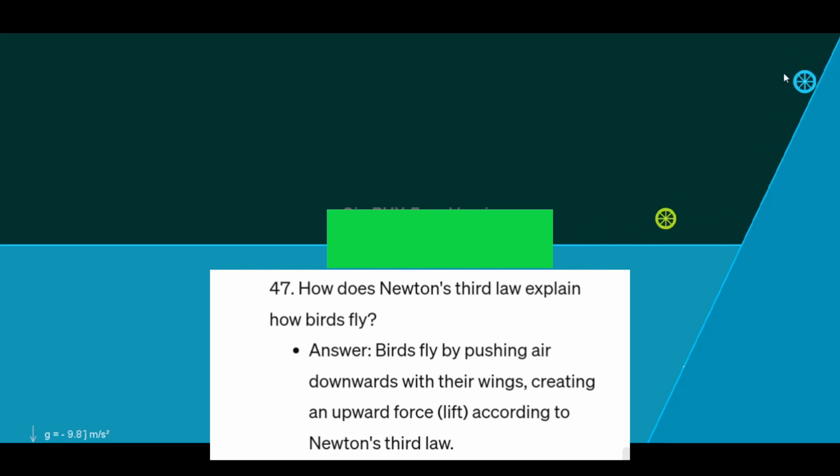How does Newton's third law explain how birds fly? Answer: birds fly by pushing air downwards with their wings, creating an upward force, lift, according to Newton's third law.